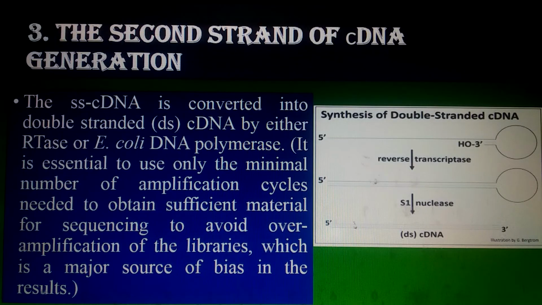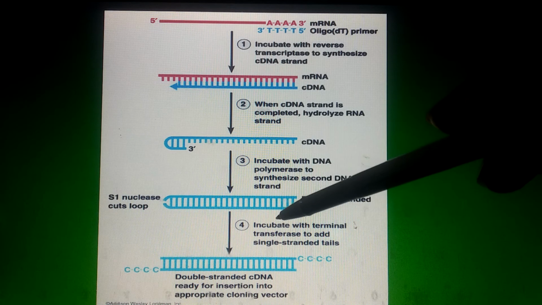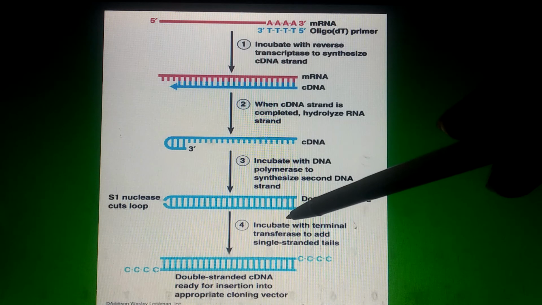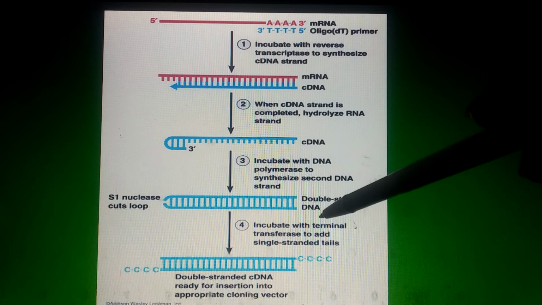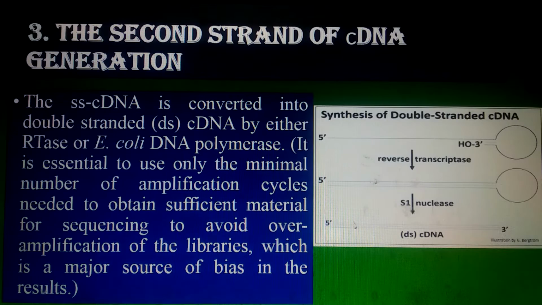The second strand of the cDNA is generated after the formation of the first strand. You can see here the second strand is formed with the help of the DNA polymerase, and then the loop is trimmed by the S1 nuclease, and at the end double-stranded DNA is produced. So you can read the slide and note down the information. Okay.